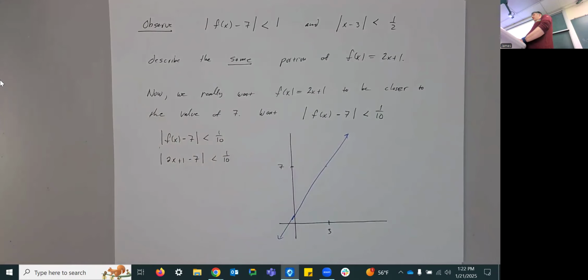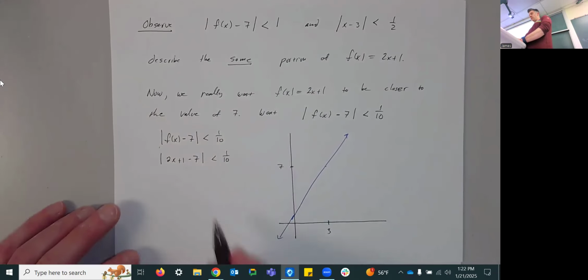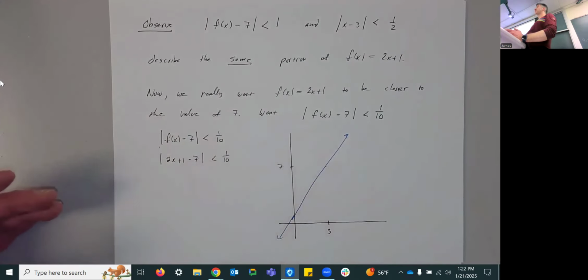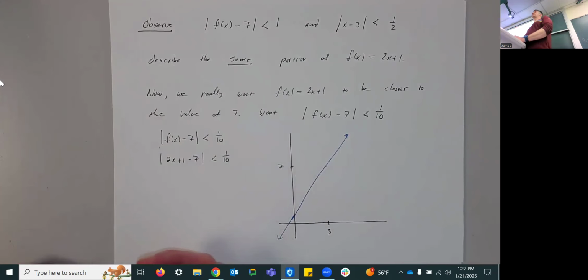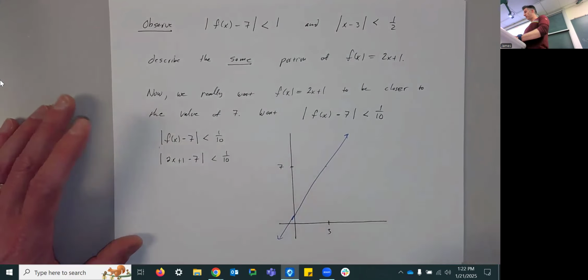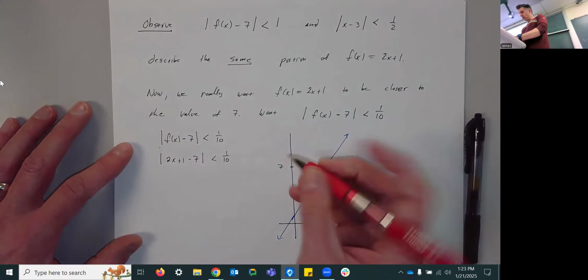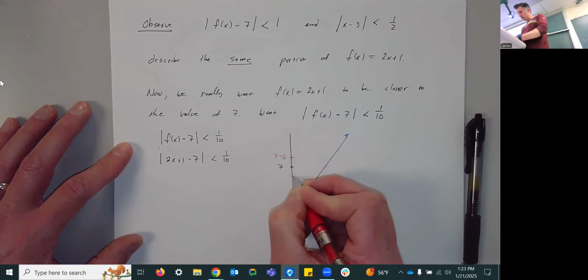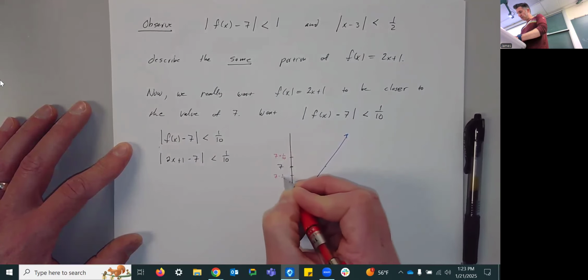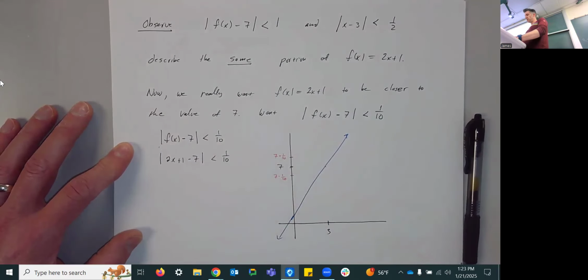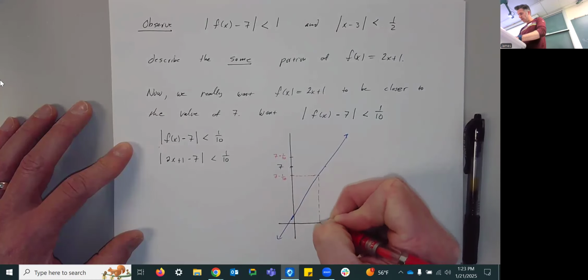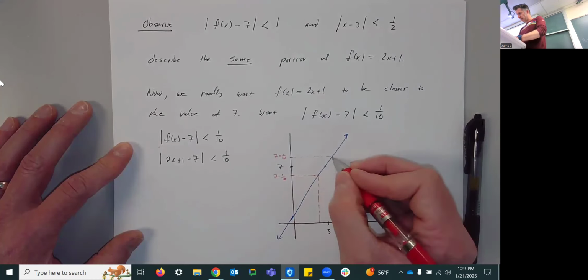Now, there's a couple ways to go here. What I want you to see, first of all, is what this really means is that I have that 2x plus 1 is either a 10th above 7 or a 10th below 7. I should say as much as a 10th above or as much as a 10th below. So this is going to look not quite to scale. So we're up here as high as 7 plus a 10th, or as low as 7 minus a 10th. Yes, we could say that's 7.1 and 6.9. But what we're trying to figure out here is, what are the corresponding limits on x?